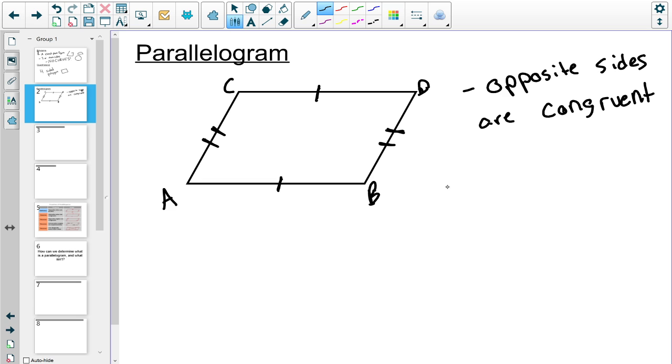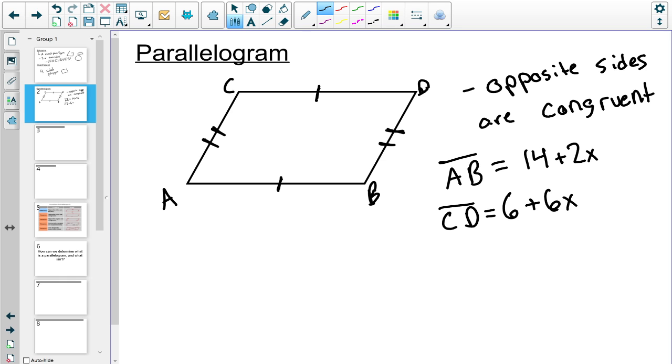Let's say we know that AB is equal to 14 plus 2x, and CD is equal to 6 plus 6x. And we want to figure out what the x value is. Well, these are opposite sides, AB and CD, so we can set those equal to each other because they're congruent. 14 plus 2x is going to be equal to 6 plus 6x.